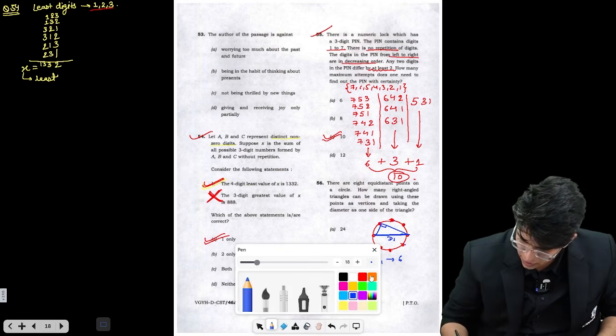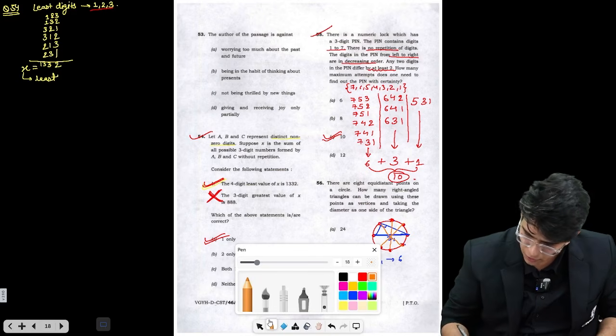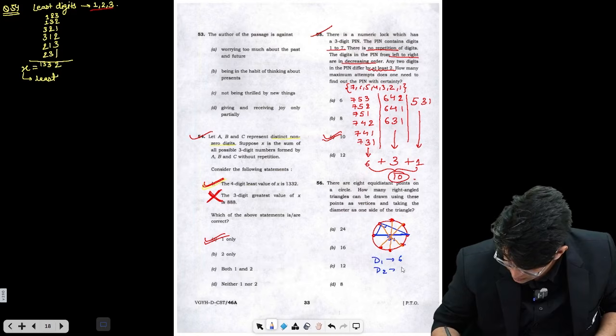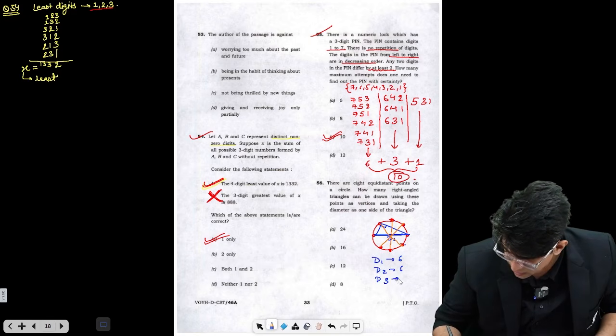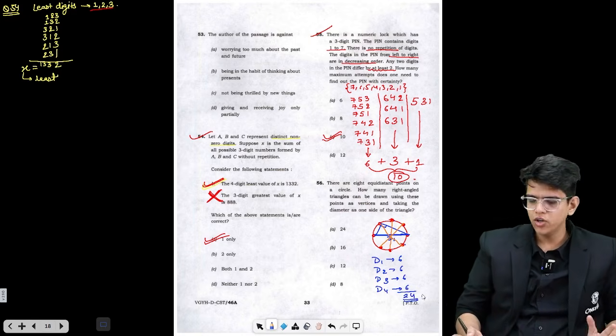Similarly, how many diameters are there? There are 4 diameters. One was this. This is the second diameter, third and fourth diameter. And from each of these diameters, you can make 6 triangles. So D2 say you will make 6. D3 say you will make 6 and D4 say you will make 6. In total, you will make 24 triangles which are right angle triangles when 8 points are on the circumference of a circle.